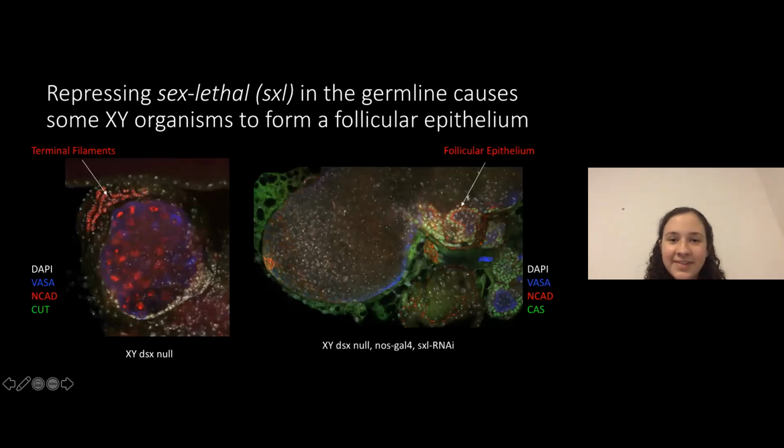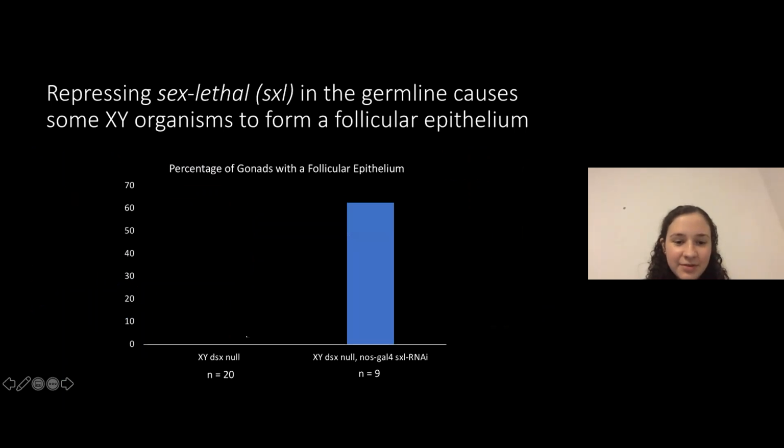This is something that I would like to keep looking into because it's really interesting to me, honestly. You can see that the XY double sex null never form a follicular epithelium. It's worth noting that I don't have that many trials for this, so maybe eventually if I did 100 trials, I'd start to see some XY double sex null males with a follicular epithelium, but it's pretty impressive that in 20, not one of them had it.